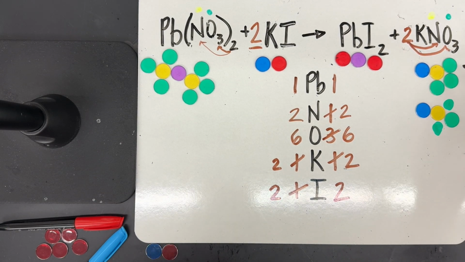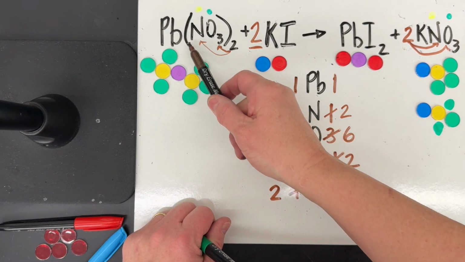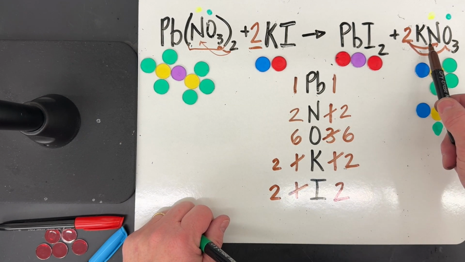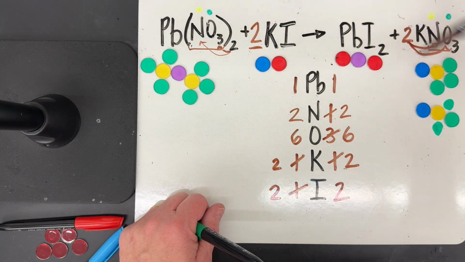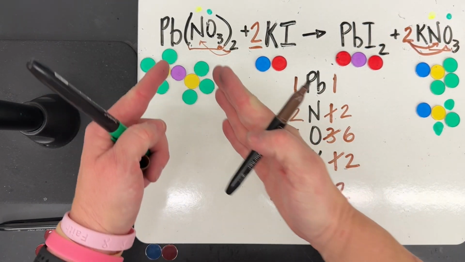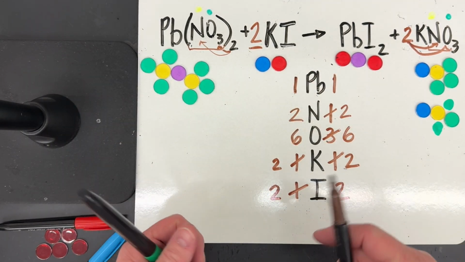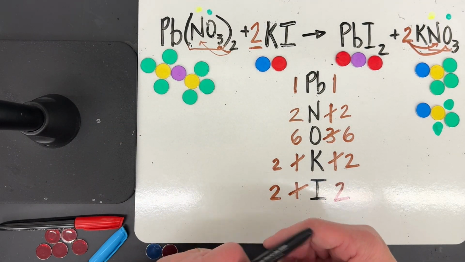And so now it still balances, and I just wanted to show you that it doesn't matter as long as the nitrate, the nitrogen and oxygen, appear as the polyatomic ion on both sides and not anywhere else, you can actually keep it together or do it separately. It doesn't really matter. You'll come out with the same answer. There you go.